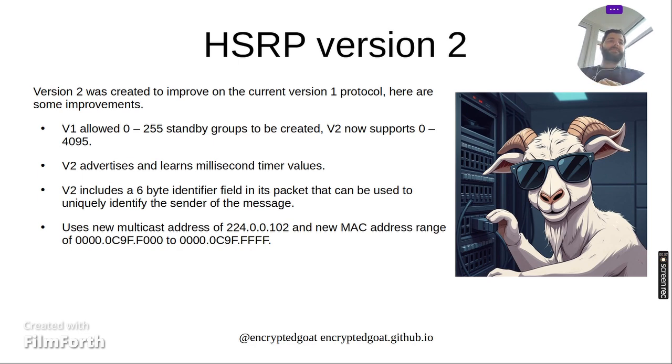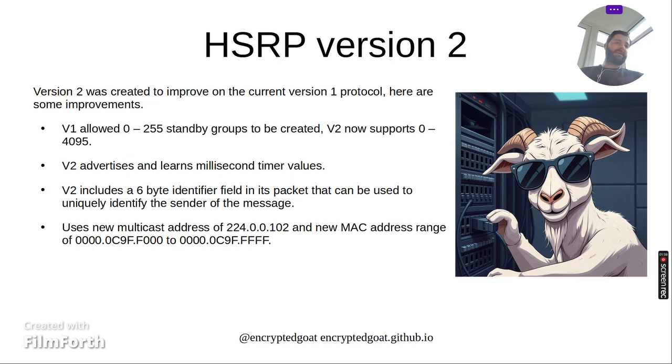V2 advertises and learns millisecond timer values, which you don't see in version 1. So definitely for networks that require high availability and high redundancy, that is a really good benefit to have. So just another thing to take into consideration. And it also includes a 6-byte identifier field now in the packet, and this can be used to uniquely identify the sender of the message. In version 1, you can't do that because it's using the virtual MAC address. So if you're trying to see where the packet is coming from, it'll just point back to that virtual MAC address. You won't know which router it actually went through.